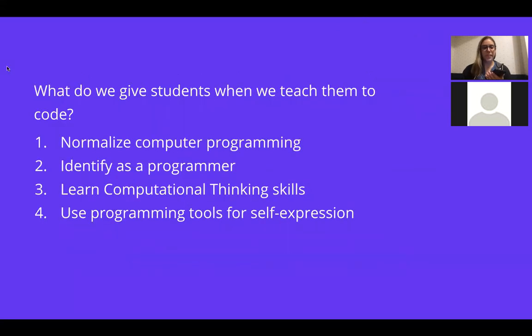Cool. So what do we give students when we teach them to code? I talked in the beginning about how we want to give students an on-ramp to coding in classes besides the traditional computer science or tech class, but why? So the list here is that we want to normalize computer programming for them. We don't want it to be scary. We don't want it to be something that isn't for them. And that's important. They might not have seen programmers that look like them on TV or in magazines. So it can be important to normalize it in a class that they're familiar with.